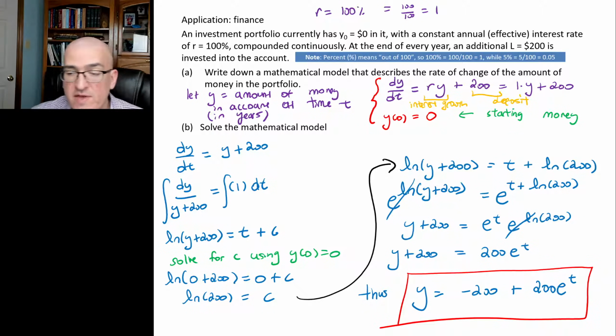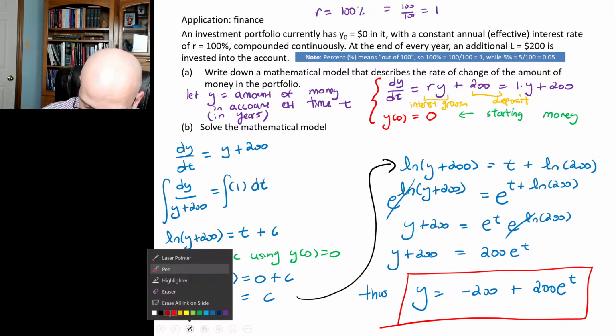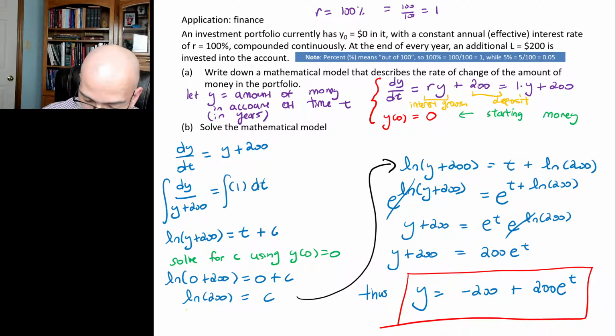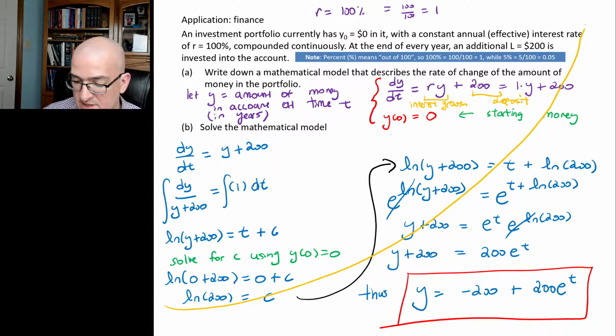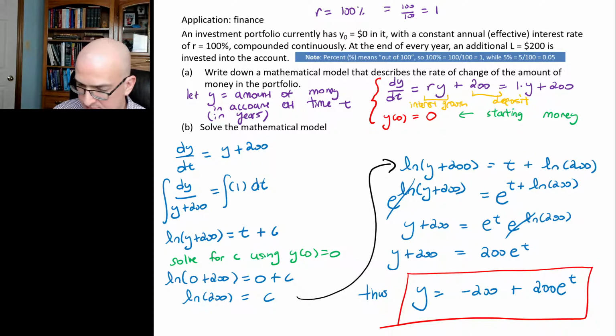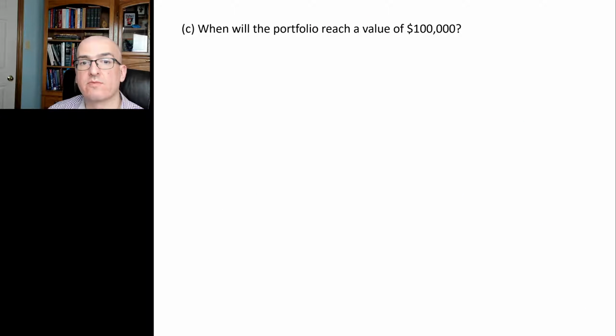You can make a graph of that, see what it looks like, but it's this exponential growth curve. I'll draw it on the slide here and then erase it. It looks like this. It has that exponential growth shape, and it's the compounding that's causing that shape to happen. So we could use this mathematical model then to determine how long it would take to reach $100,000.